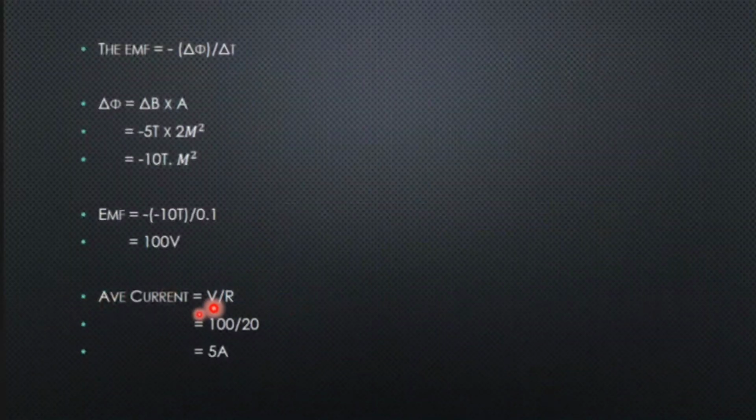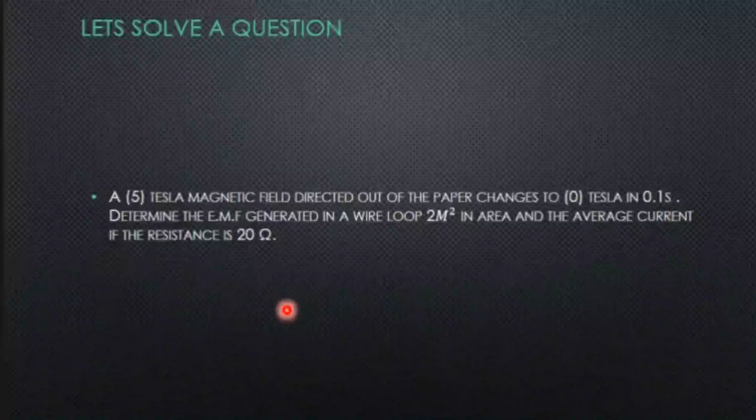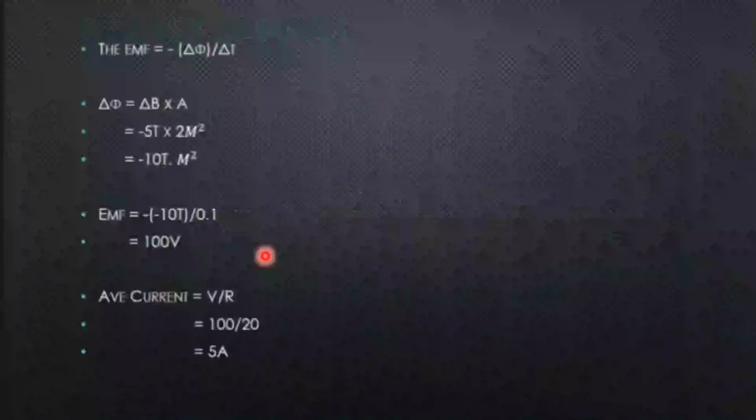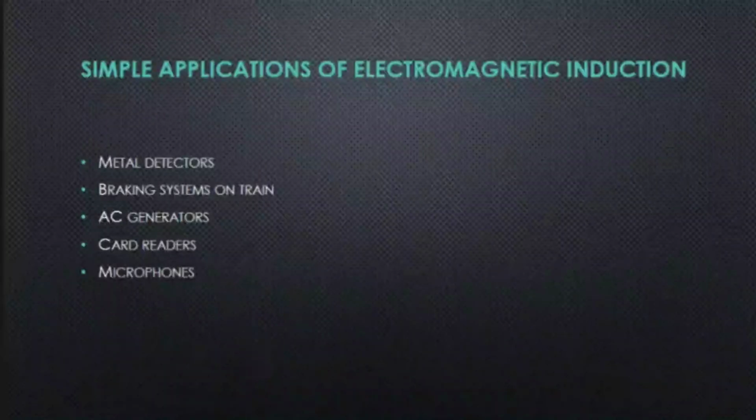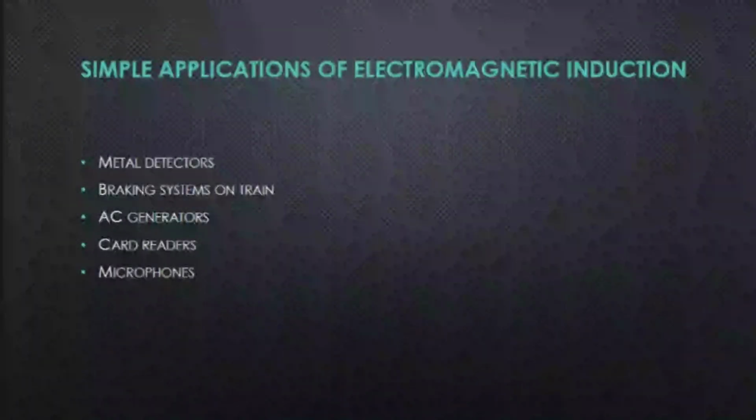And now to find the average current, you have to do volt divided by R, as all of you already know, I is equal to V by R. So the volts you have found here, 100 volts, and the resistance is already given in the question, 20 ohm. So 100 divided by 20, you get 5 amperes. That's all.